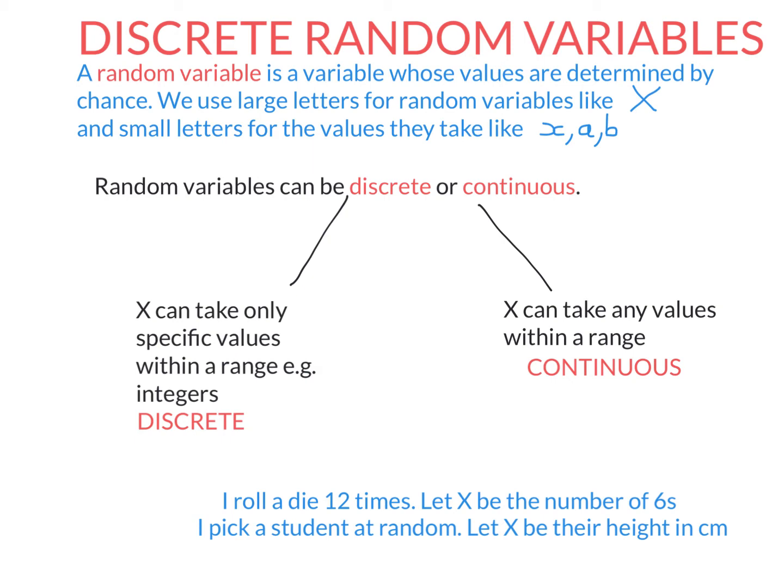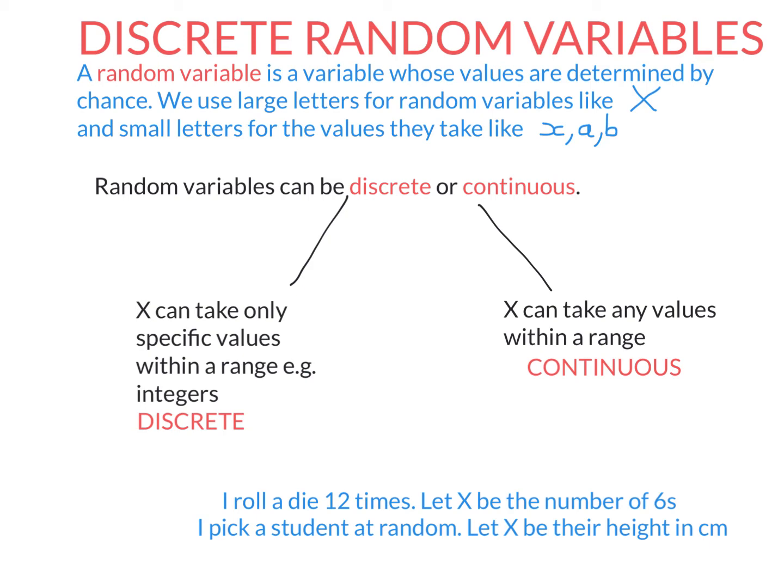So we can divide random variables into two types, discrete or continuous. Just so you know, this topic is all about discrete and next semester we'll do continuous. So what's the difference between them? Well, discrete random variables can only take specific values within a range. Usually they can only take things like integers, whole number values, whereas continuous random variables can take any values within a range. So that probably doesn't make a lot of sense, but let's use two examples to help us understand the difference.